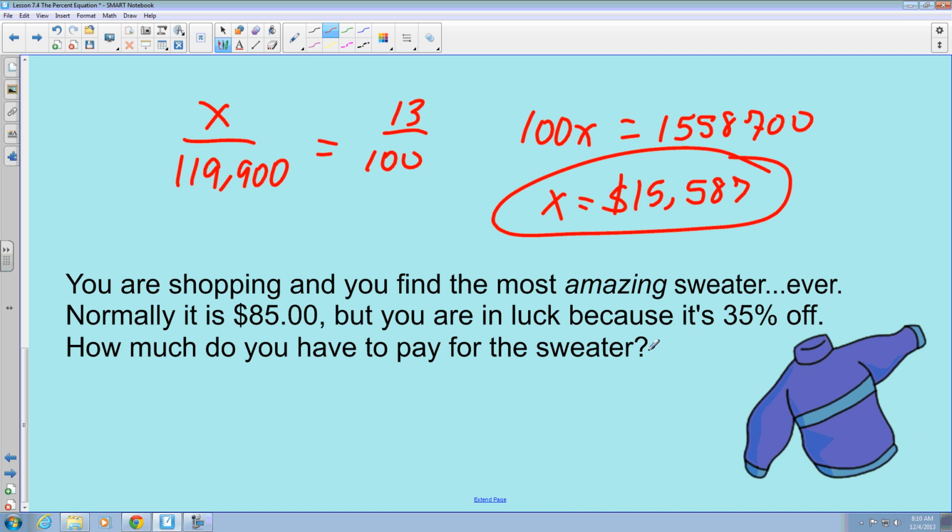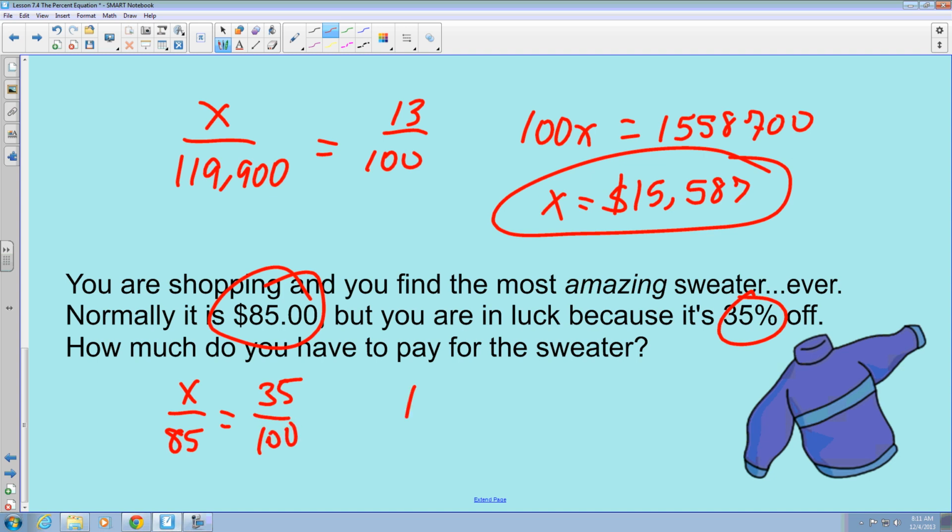Last question here. It says you are shopping and you find an amazing sweater. Normally it is $85, but you're in luck because it's 35% off. How much do you have to pay for the sweater? So let's first determine how much you save with that 35% off. This is the percent, this is the whole, and I want to find the part. So it's x over 85 equals 35 over 100.